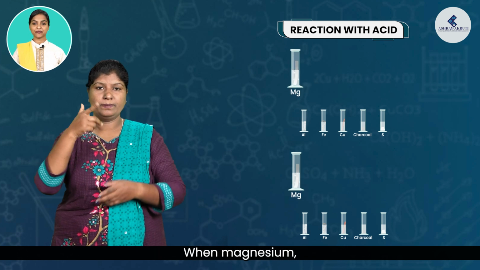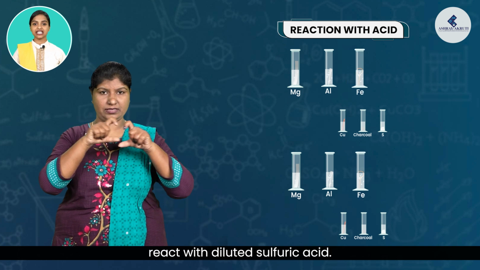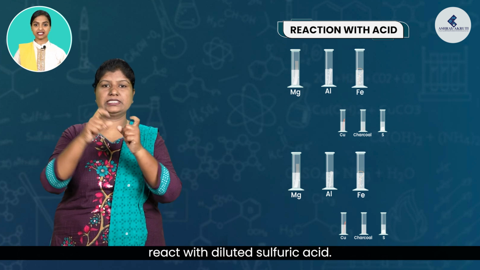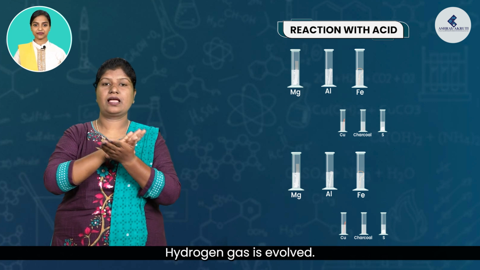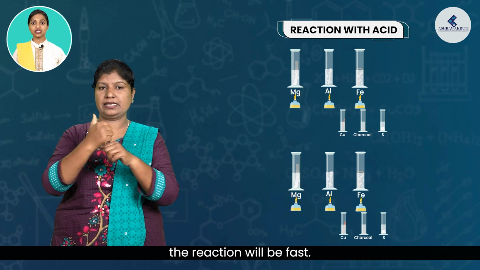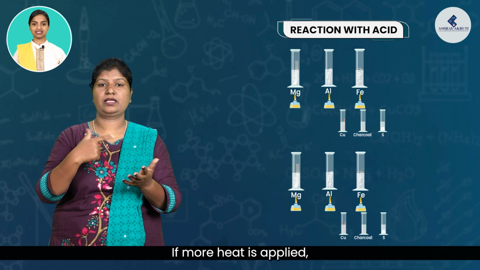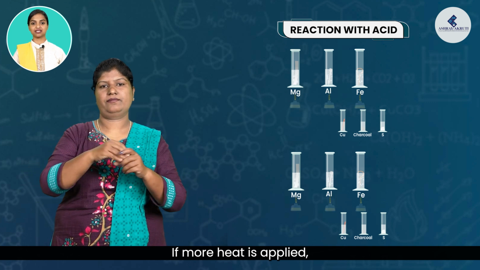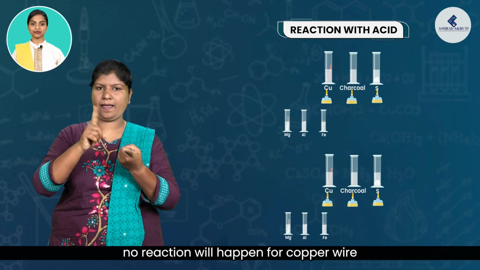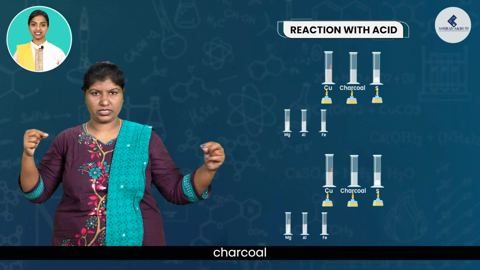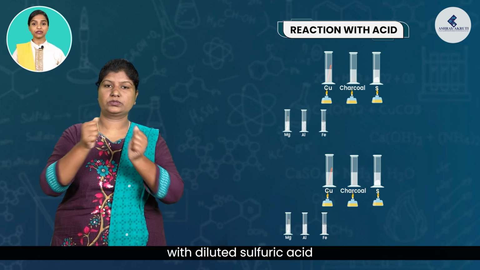When magnesium, aluminium and iron react with diluted sulfuric acid, hydrogen gas is evolved. The reaction will be fast if more heat is applied. No reaction will happen for copper wire, charcoal and sulfur powder with diluted sulfuric acid.